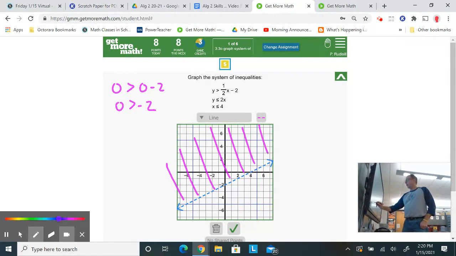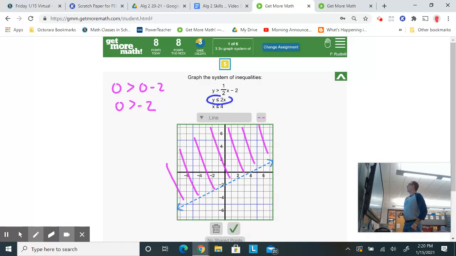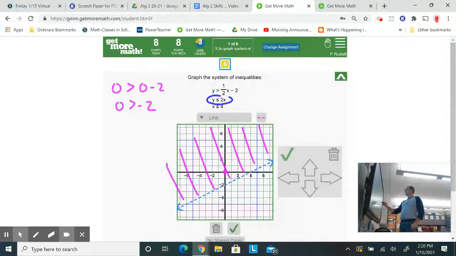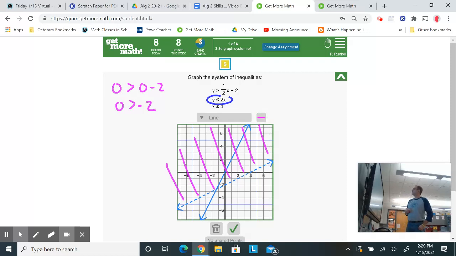Let's change the pen color to blue. So we have a y-intercept of 0. That would be the origin. So put the y-intercept right there. And the slope is 2. So rise 2, run 1. It includes an equal sign, so I want to make that a solid line. And I can't test 0, 0, because the origin is right on that line.